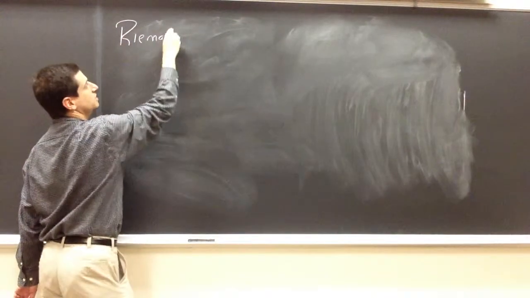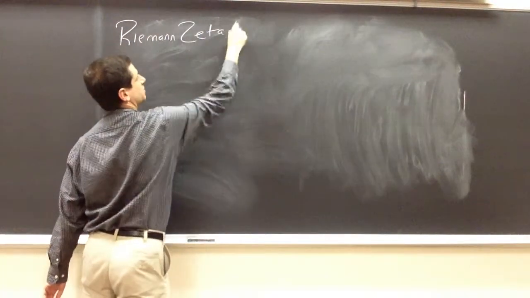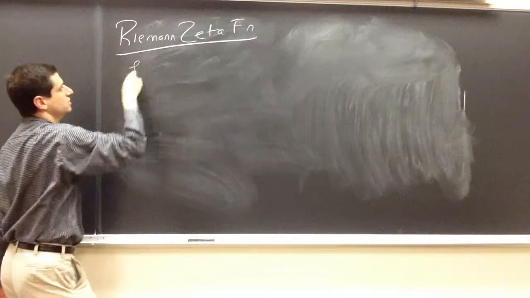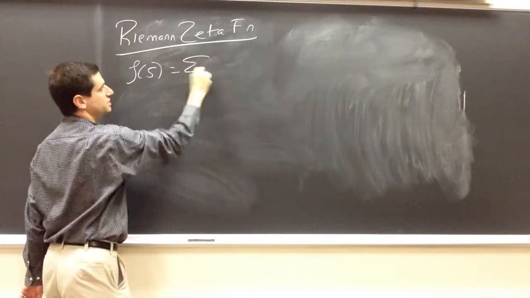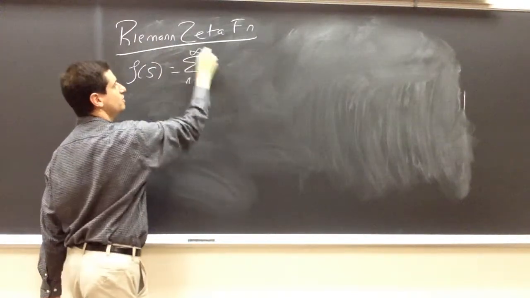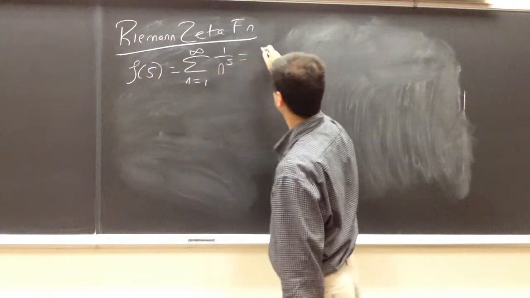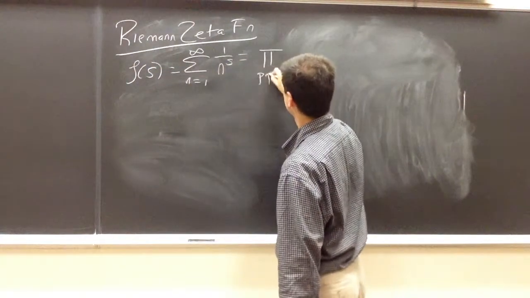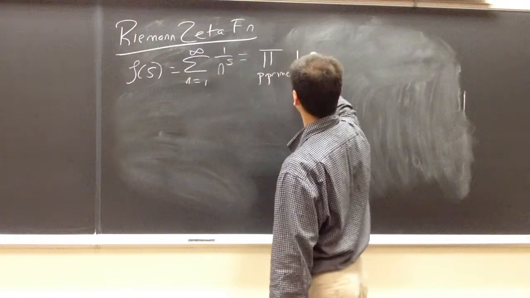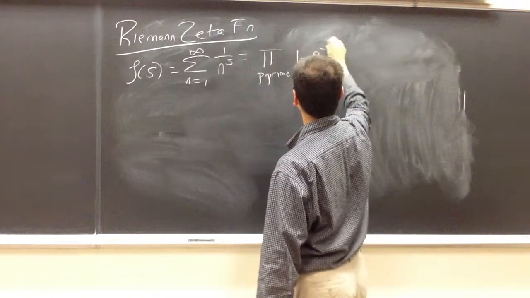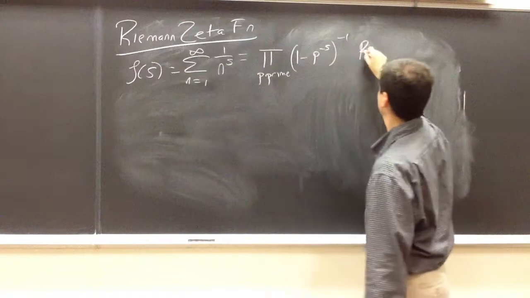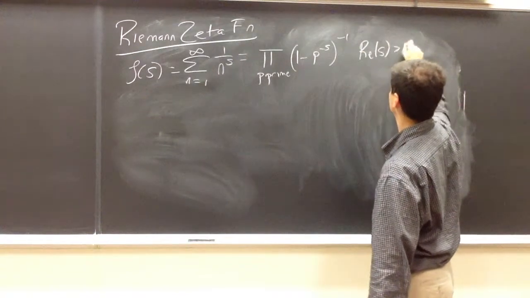So, the Riemann zeta function. Zeta of s is defined as the sum, n goes from 1 to infinity, of 1 over n to the s. And it is equal to a product over p prime of (1 minus p to the minus s) inverse, at least if the real part of s is greater than 1.